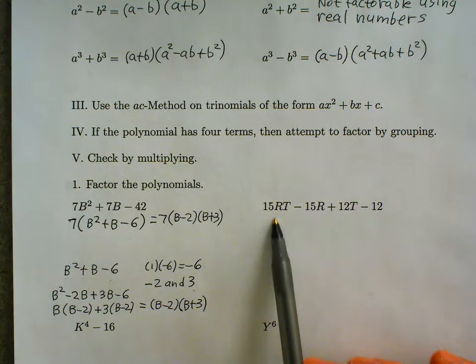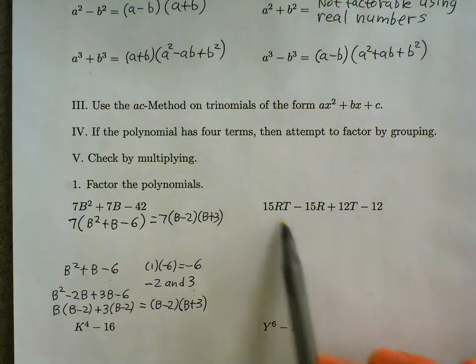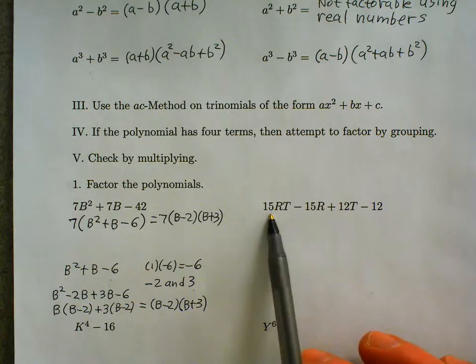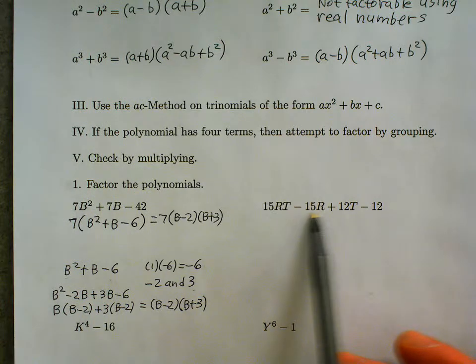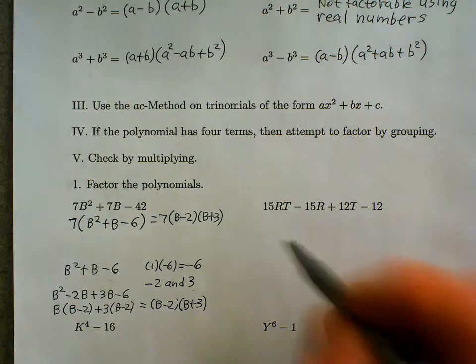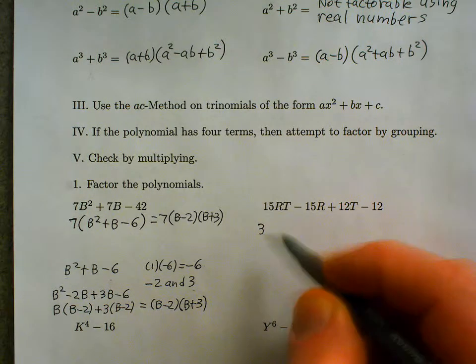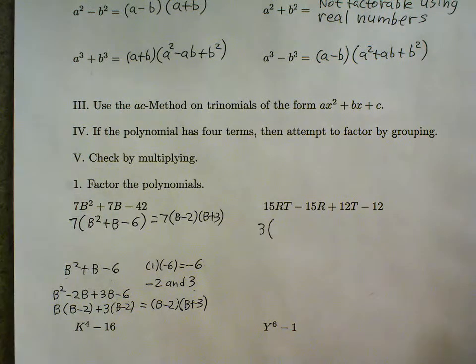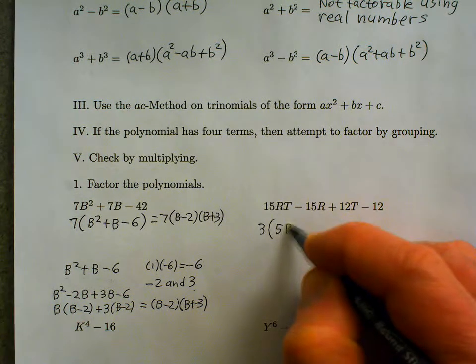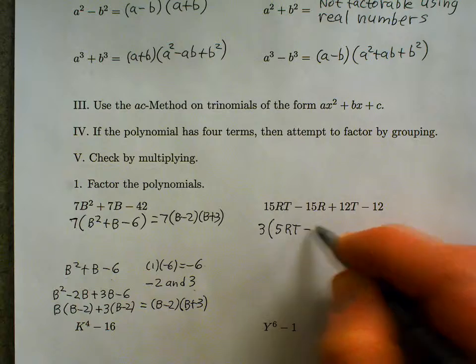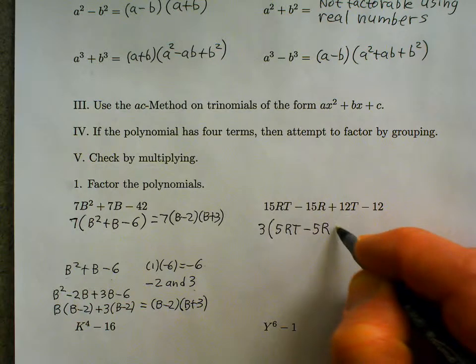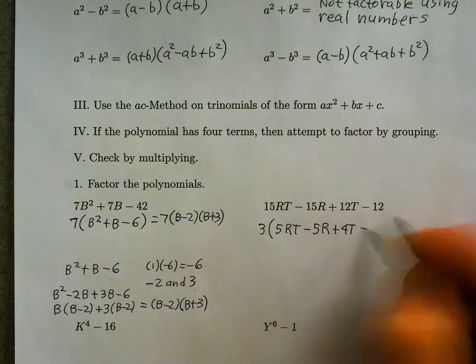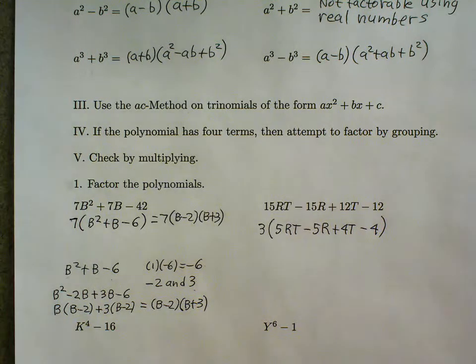Okay, we have a quadrinomial to the right. The greatest common factor of all 4 terms is 3. So let's factor 3 out first. And then we have 5RT minus 5R plus 4T minus 4. And then the quadrinomial inside the parentheses, we'll see if we can factor that by grouping.